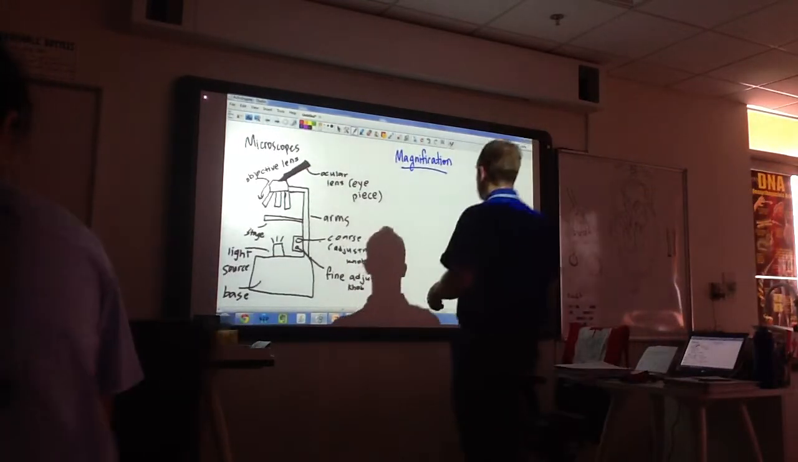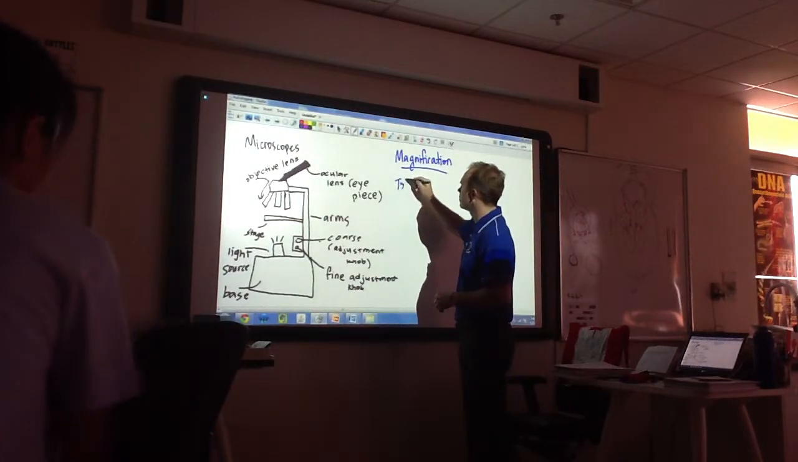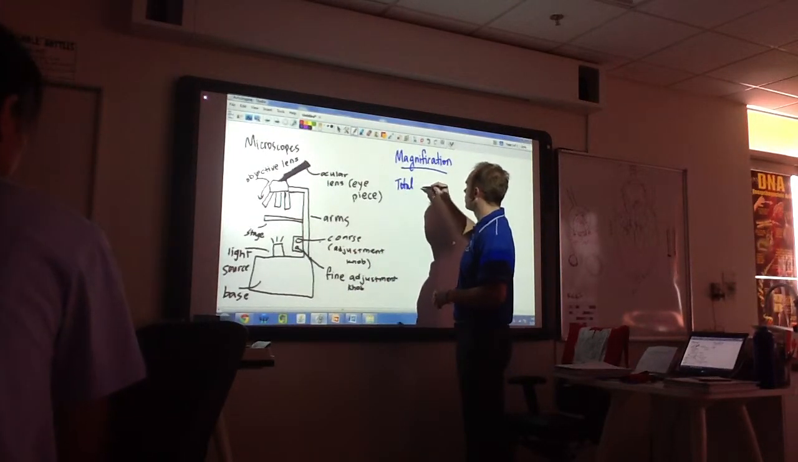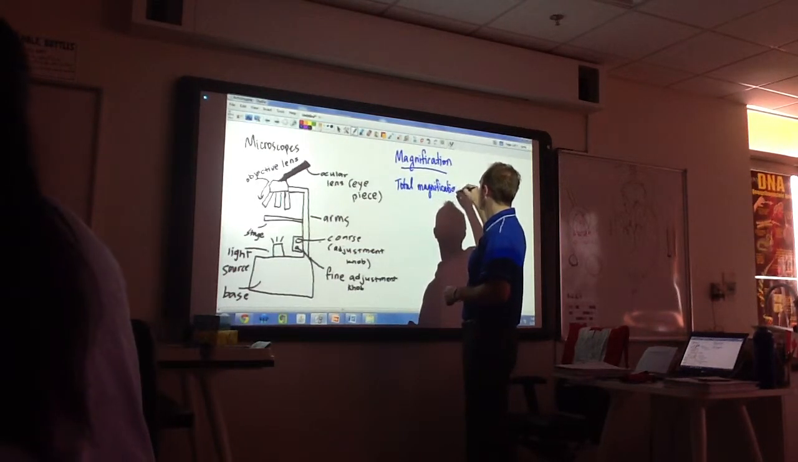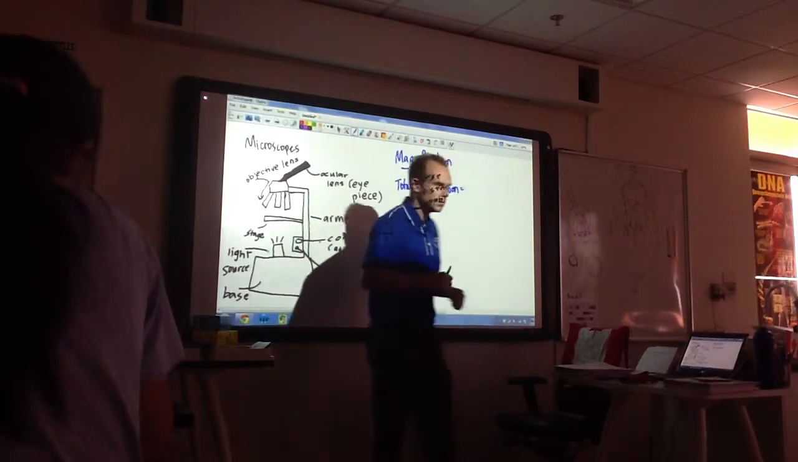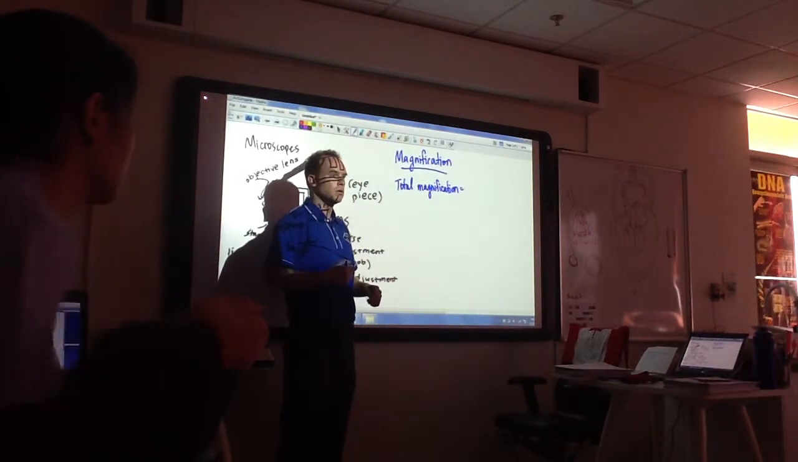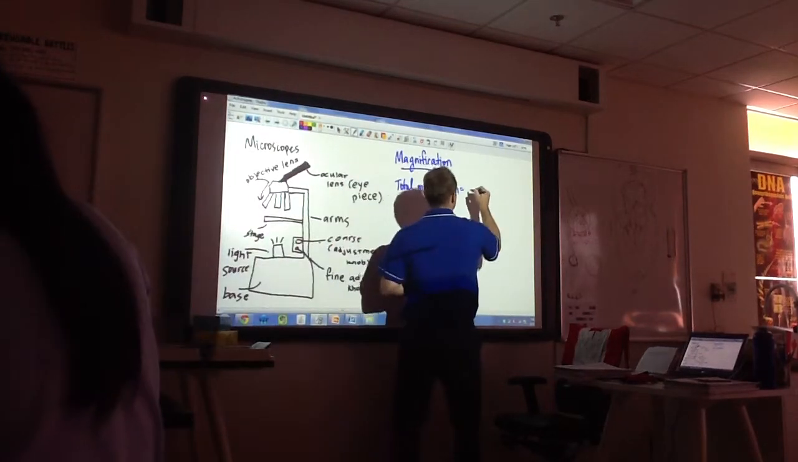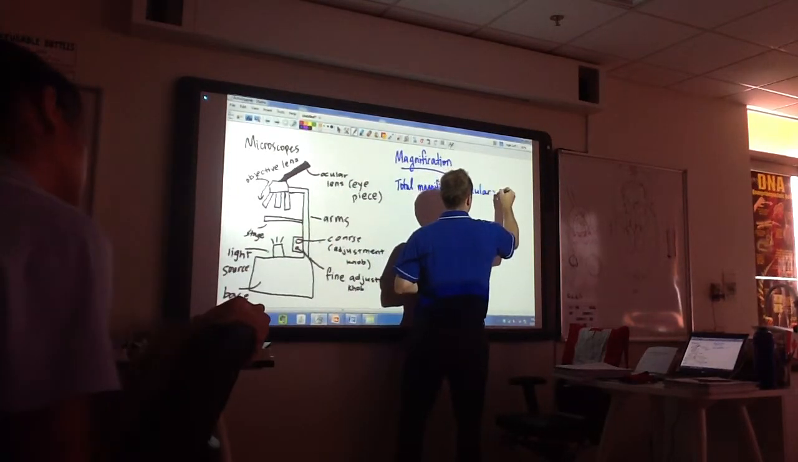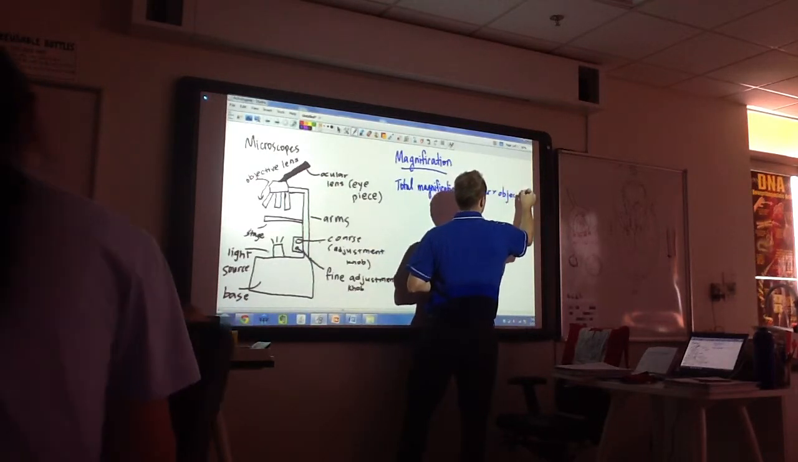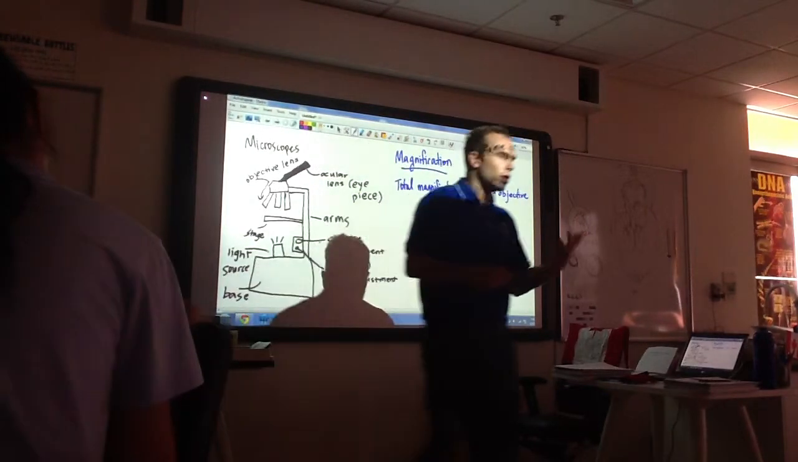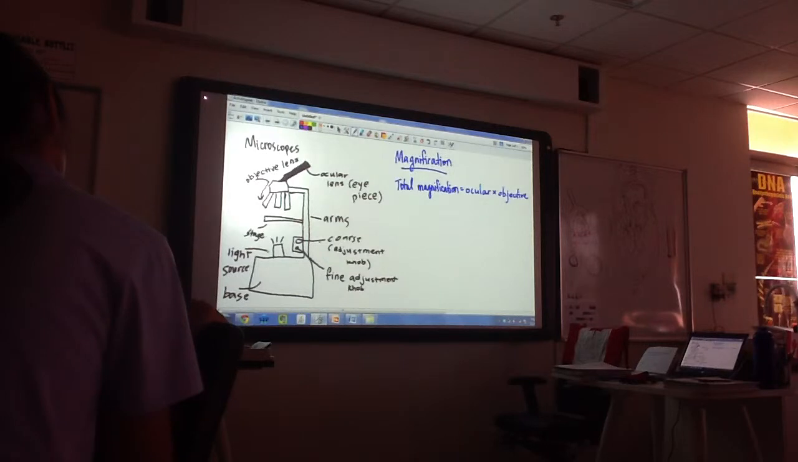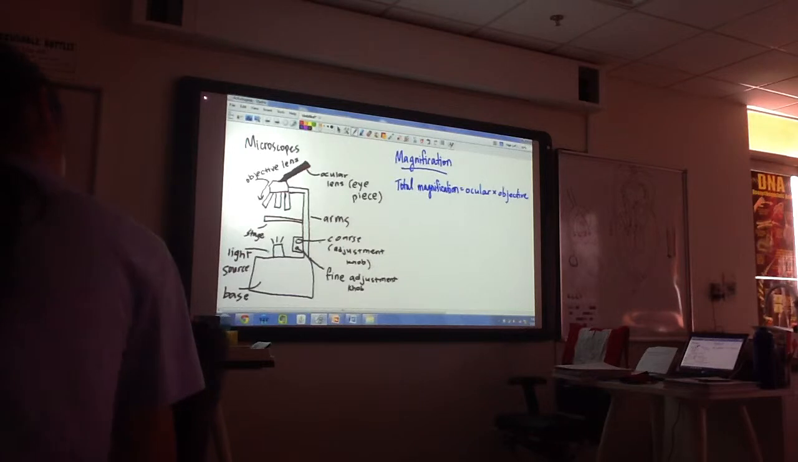Just multiplying them by each other, right? So total magnification is equal to ocular times objective. Our ocular lens always stays the same, but our objective lens we can change. It can rotate around, which means that we get different total magnifications.